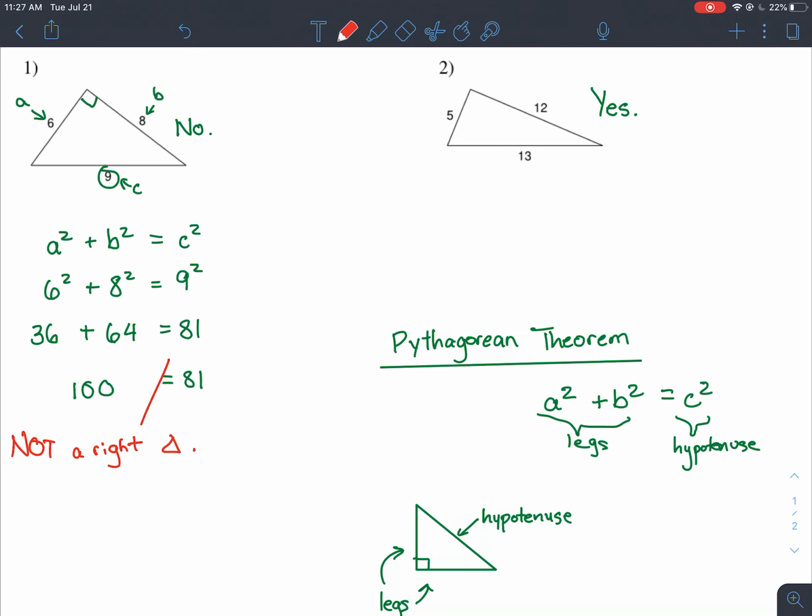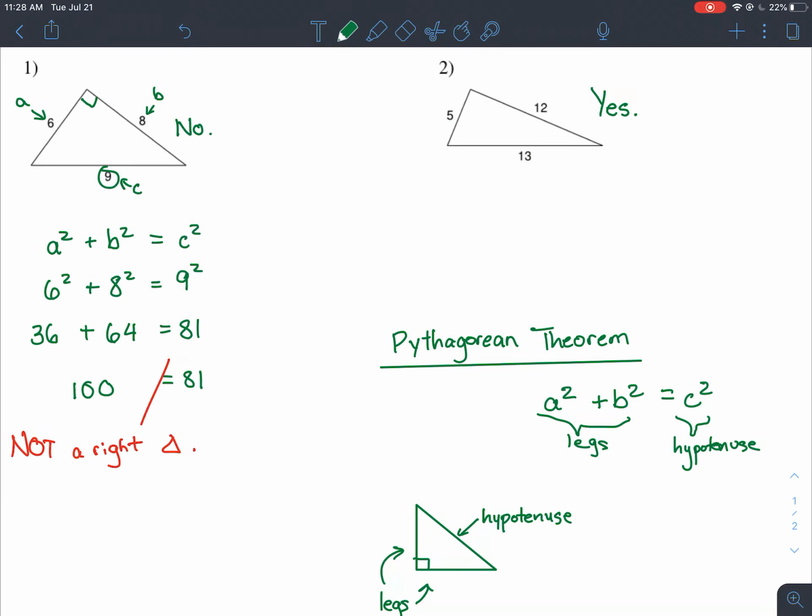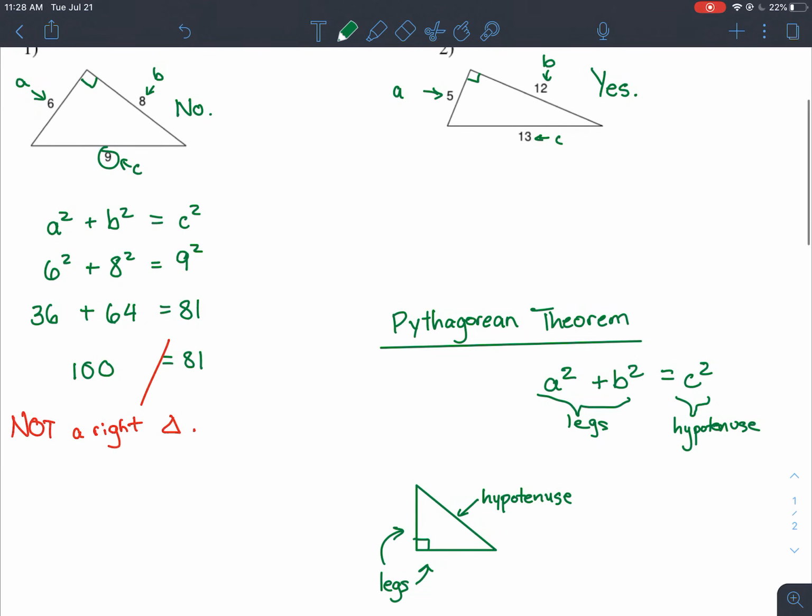Now for number 2, we can pretty much do the same exact thing. And it's oriented the same way. So this is a leg, that's a leg, and that's the hypotenuse. And it doesn't matter which leg is A or B. It could be either one, and that's due to a property known as the commutative property of addition. In other words, it doesn't matter which order you do them in because we're adding them together. And adding you can do either way.